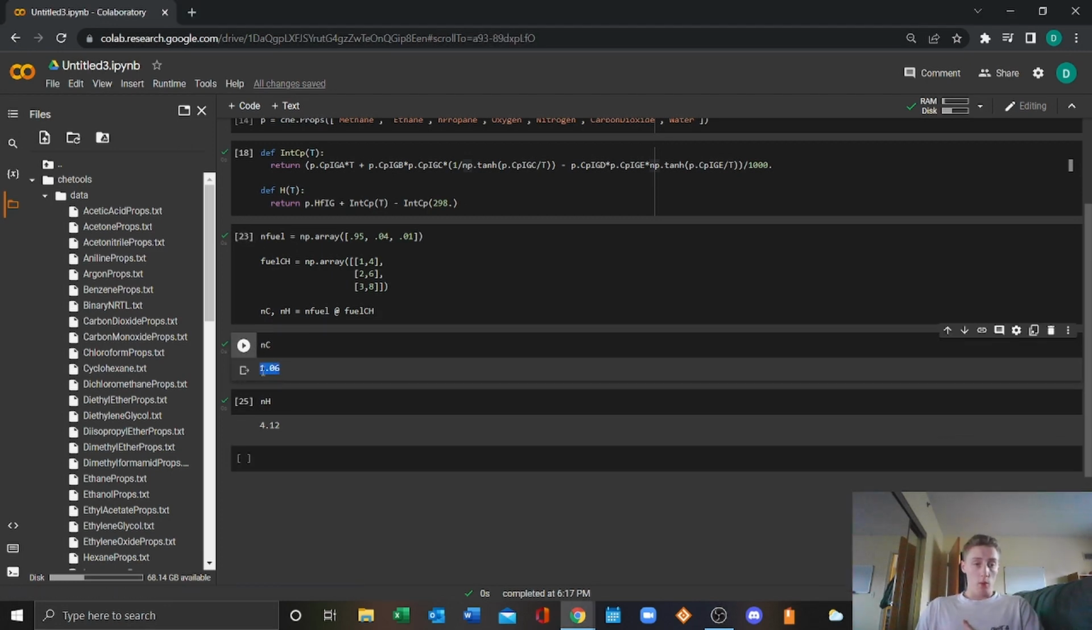We're going to have just a little bit more than one carbon atom on that side of the equation. Not much though, because it's still 95% methane. And then again, same story for hydrogen.